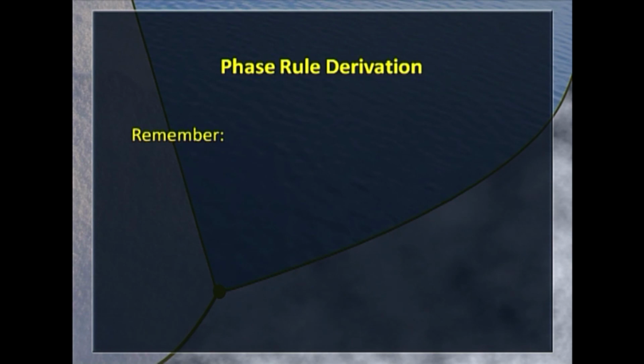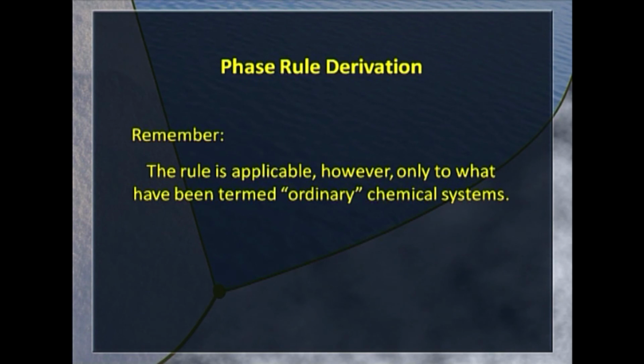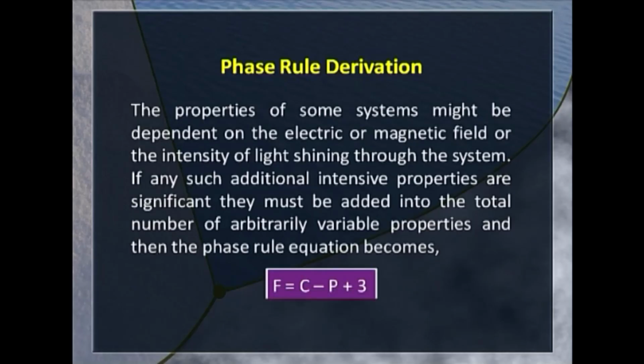And another point to remember here is that the phase rule is applicable only to systems which we generally call ordinary chemical systems. If any of the systems are subject to electrical, magnetic or intensity of light effects, then such additional intensive variables may have to be considered, and the equation may be written as F is equal to C minus P plus 3 or 4, depending on how many of these otherwise unconsidered variables are included.